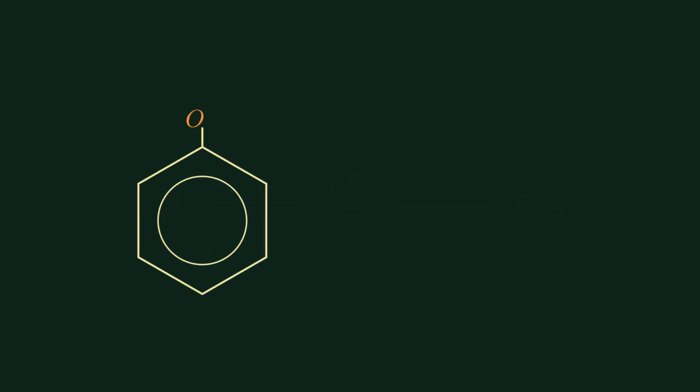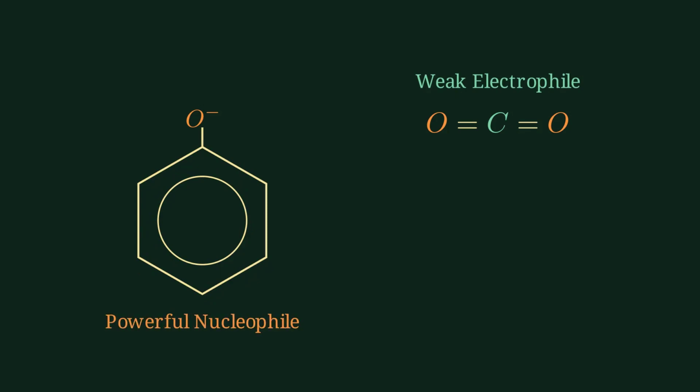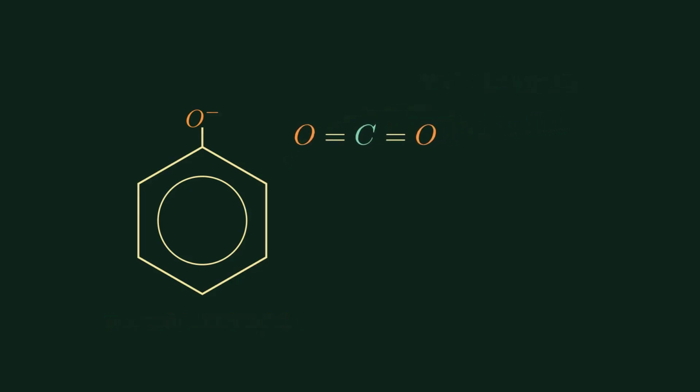Here is the key insight. Even though CO2 is a weak electrophile, our phenoxide ring is now such a powerful nucleophile that it can force a bond. As we visualize this attack, notice where the CO2 goes. It doesn't just land anywhere. It targets the carbon right next to the oxygen, the ortho position.